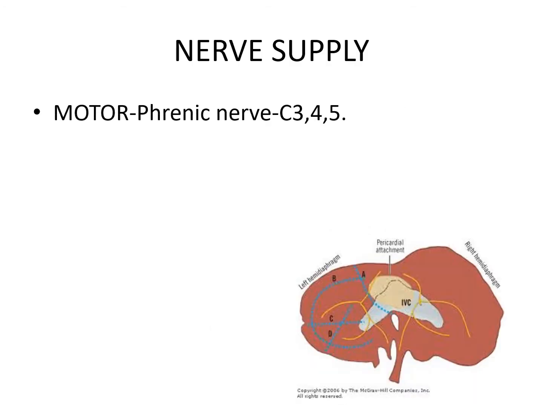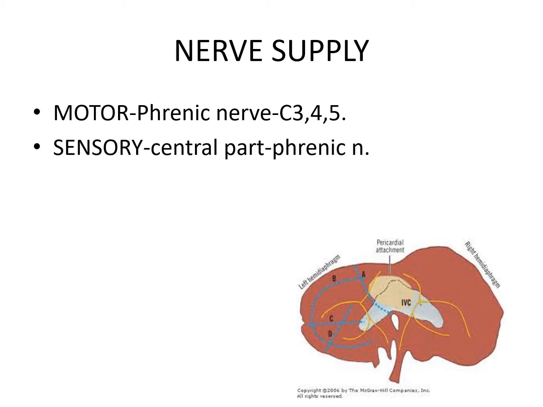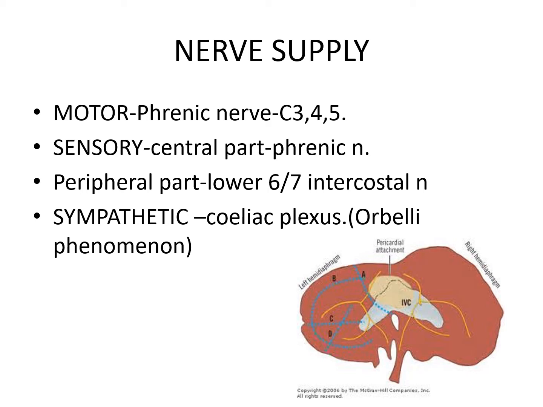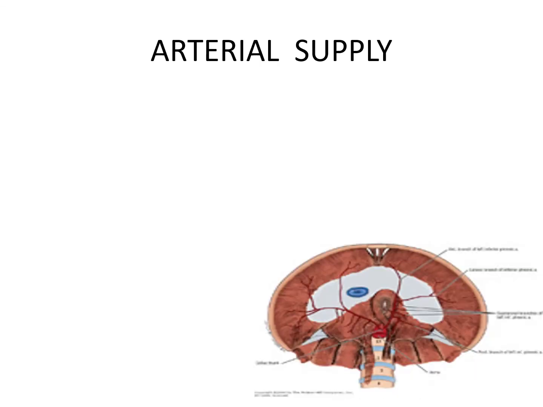Now coming to the nerve supply, motor supply is by the phrenic nerve, that is C3, C4 and C5, and it divides into anteromedial, anterolateral, posteromedial and posterolateral branches, and each crus is supplied by the corresponding phrenic nerve up to the margin of the esophageal opening. Sensory supply, central part is by the phrenic nerve, peripheral part by the lower 6 or 7 intercostal nerves. Then sympathetic supply is by the celiac plexus. It maintains the tone of the diaphragm, that is by the Orbeli phenomenon.